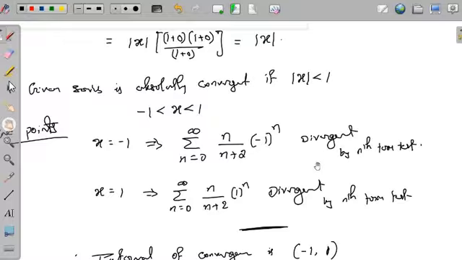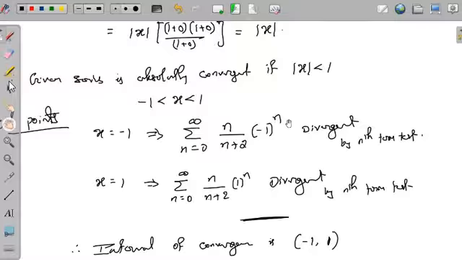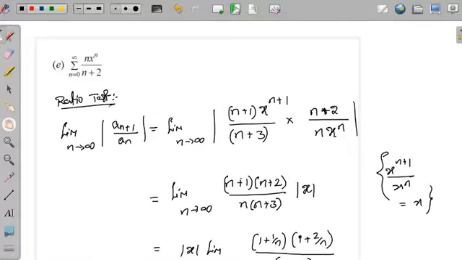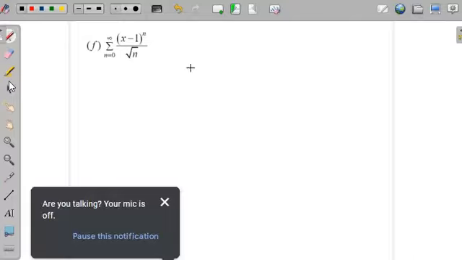So this is only absolutely convergent in that interval minus 1 to 1. Okay. So next let us look at this problem: summation n equals 0 to infinity of (x minus 1) whole power n by root n. It's not a geometric series first of all. So either you should go for ratio test or root test.